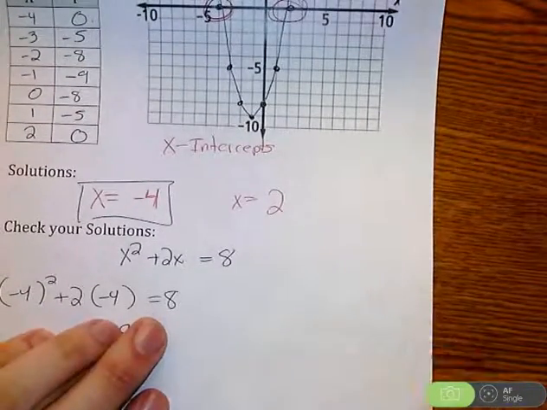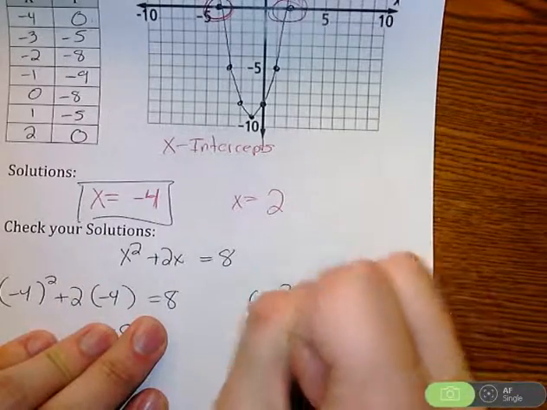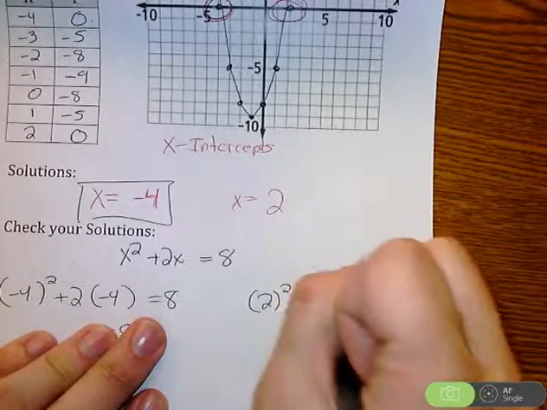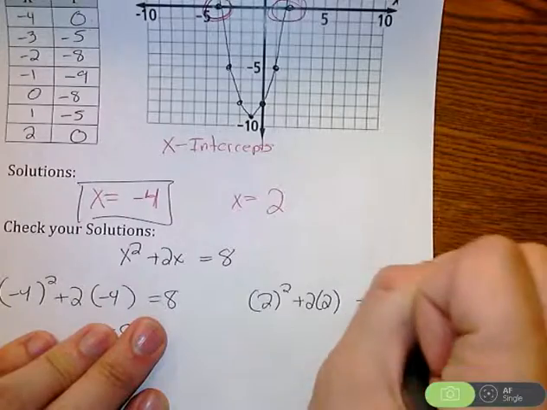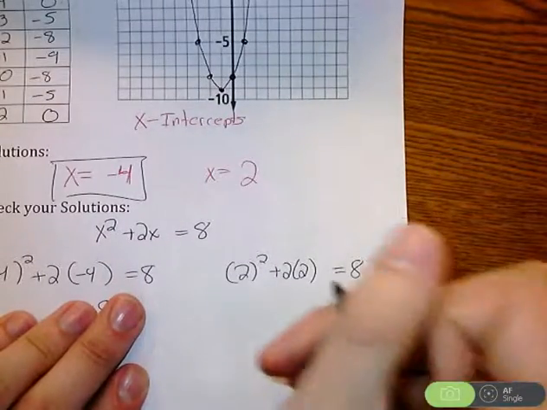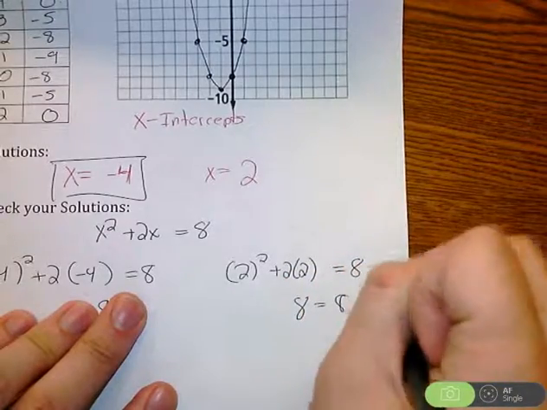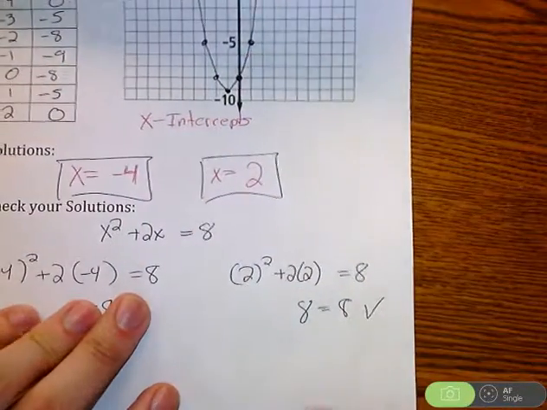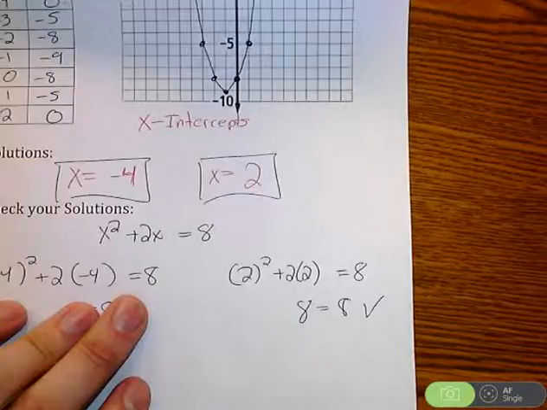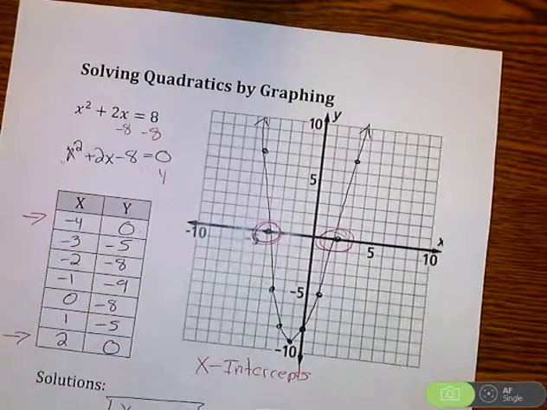And you would do the same thing now with 2. Figure out 2 squared plus 2 times 2. And see, does that equal 8? And what happens is you plug it in, you get 8 equals 8, works out. So x equals 2 is also a solution. And that was solving quadratics by graphing.